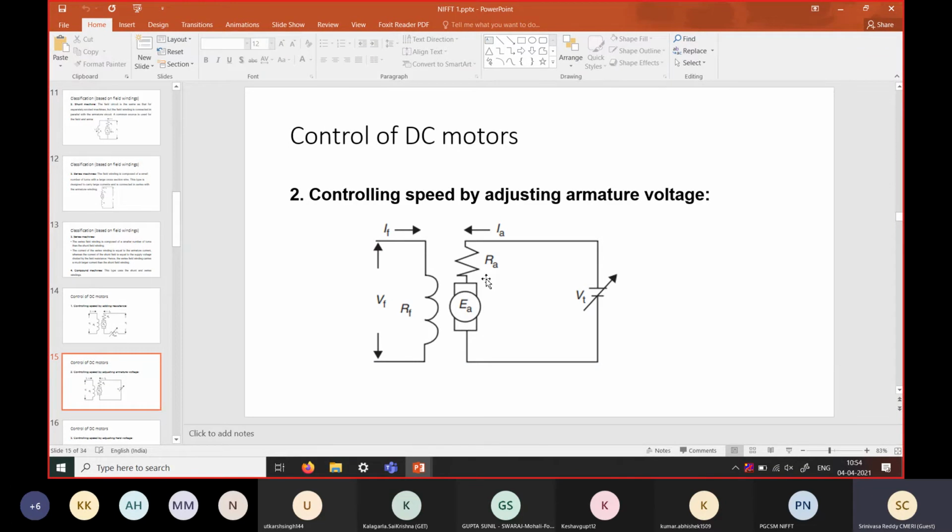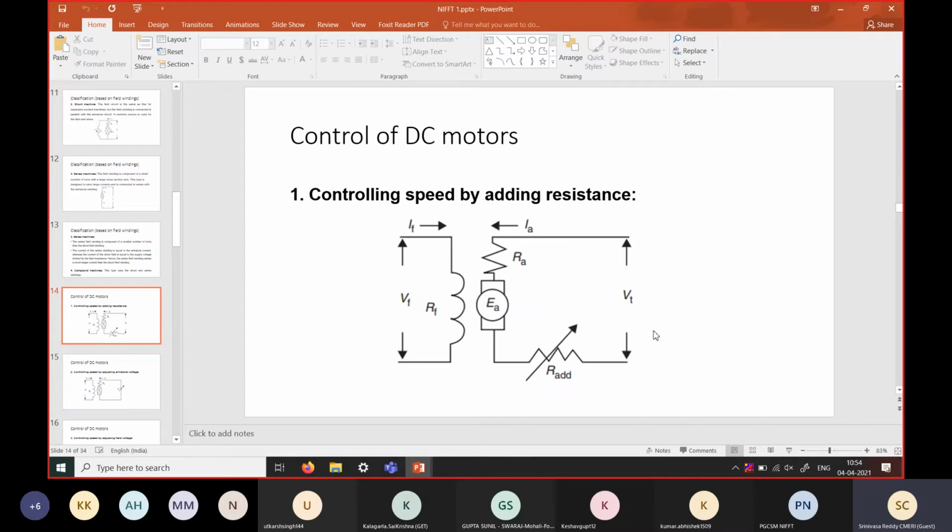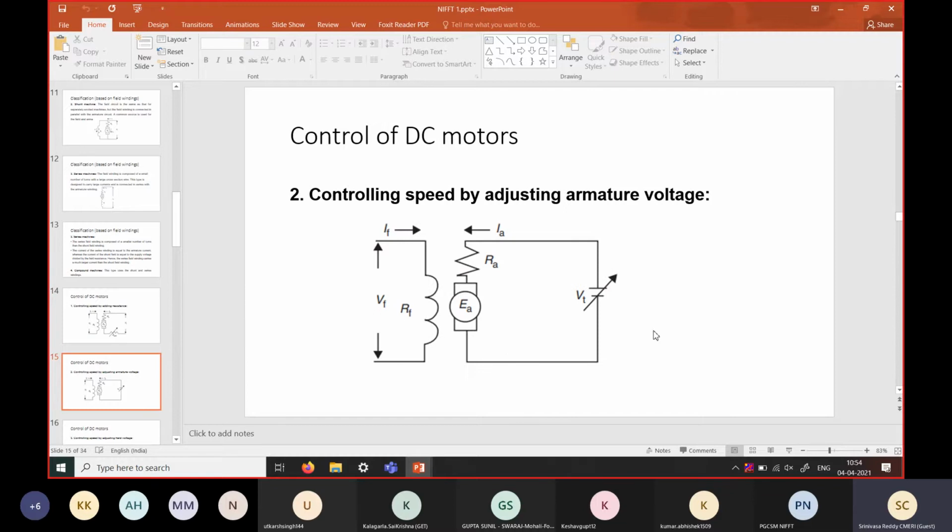So that will have some resistance, shown here as RA, and on the left side it is called RF, that is the field resistance, and the armature winding resistance. The first method we have seen is that voltage is changed by varying the resistance. When the voltage is changed, the speed is adjusted. In the first case, the source is fixed, that is Vt, and due to change of resistance, the voltage supplied to the armature is changing, and here the source itself is changed.